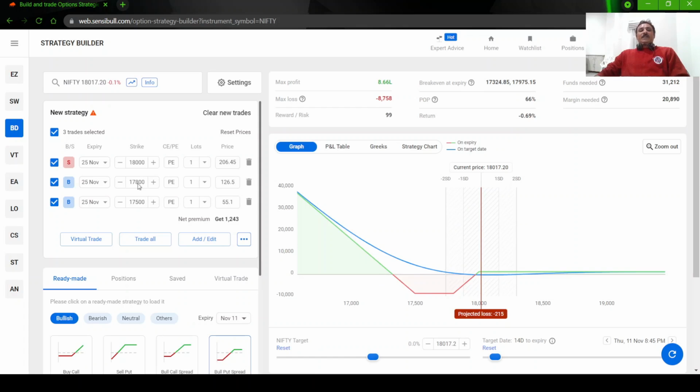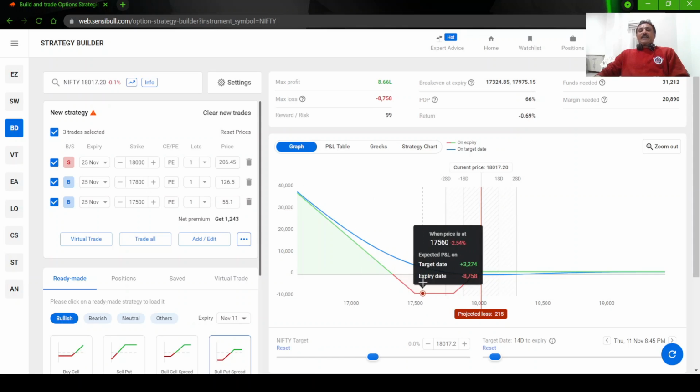If the spot expires between 17,500 and 17,800, we get our maximum loss. And if it is between 17,800 and 18,000, since we are getting a credit, the break even reduces a little bit, to around 17,975. We get some loss, not the maximum loss. Once it goes above 17,975, then we get to keep our entire credit.